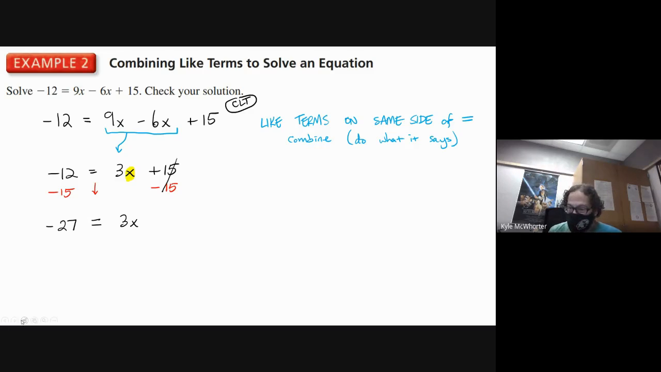And now if you look at our variable, the only thing that's happening to x now is it's being multiplied by 3. So we're going to do the inverse of multiplying by 3, which is to divide by 3. So we divide each side of the equation by 3. And we get x equals negative 9.